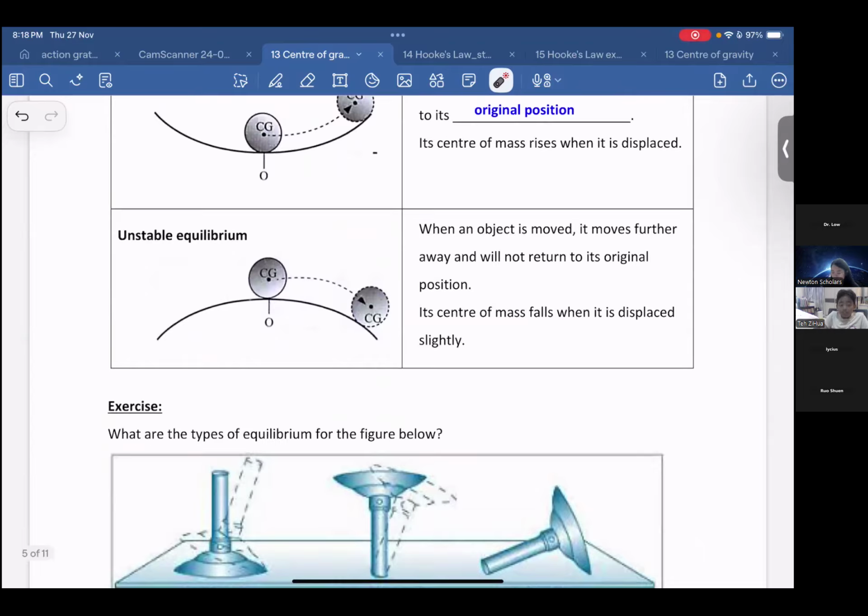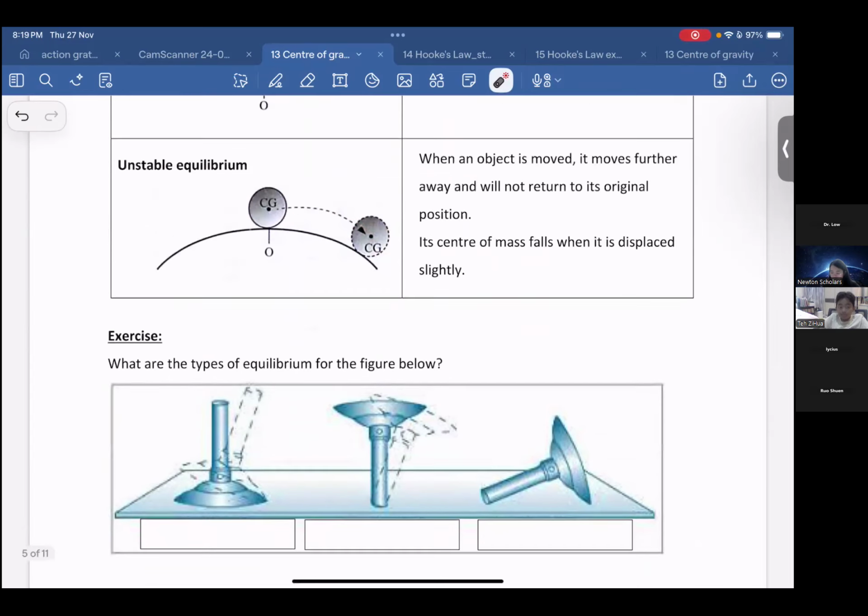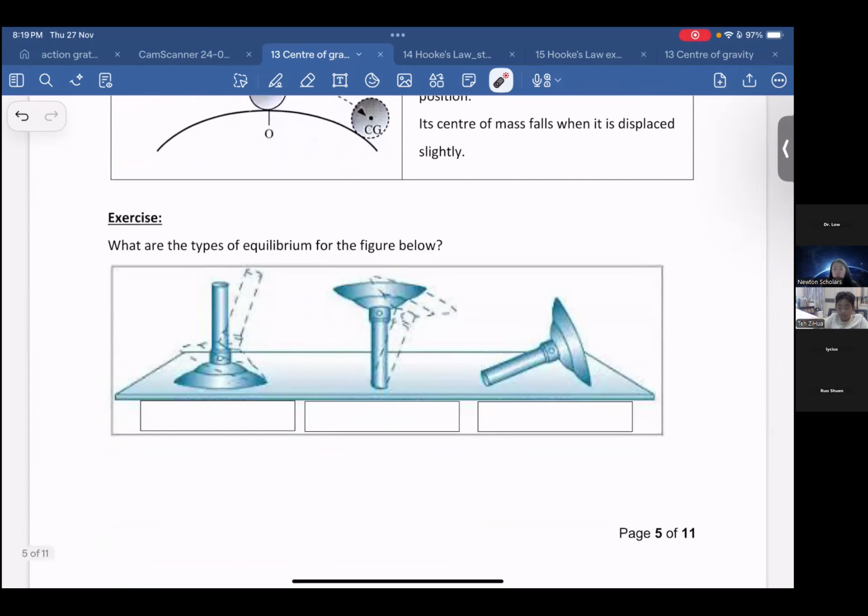Unstable is when we push it, and it will move further away and will not return to its original position. The center of mass will fall, going down. So here, this is just touch and go to let you know that there are these three types.